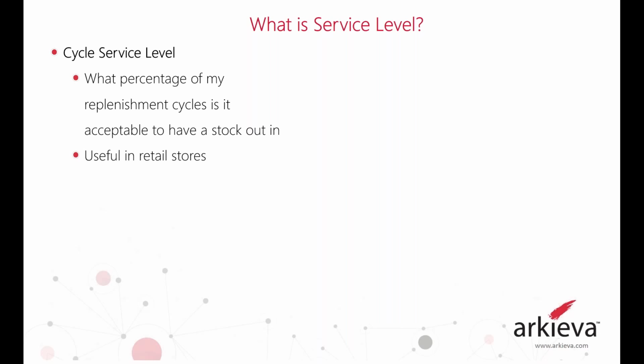So there are multiple ways of measuring service levels. One very popular one is called the cycle service level, especially for companies that are dealing with cycles. For a retail chain, that could be a daily cycle to restock the shelves. For some other companies, it could be a weekly or a monthly cycle. The key question in the cycle service level is, what percentage of my replenishment cycles is it acceptable to have a stock out in? So if I'm willing to accept 2% of my cycles to have a stock out, then I'm aiming for a 98% service level. If I'm willing to accept a 5% stock out, then I'm aiming for a 95% service level.